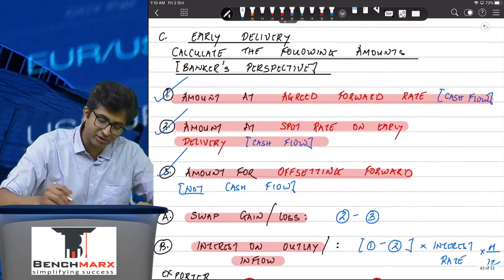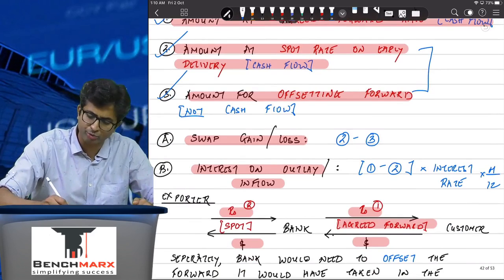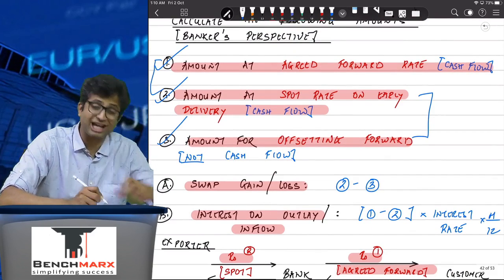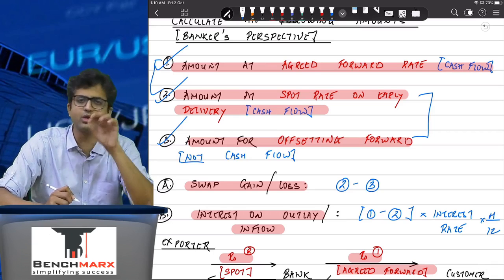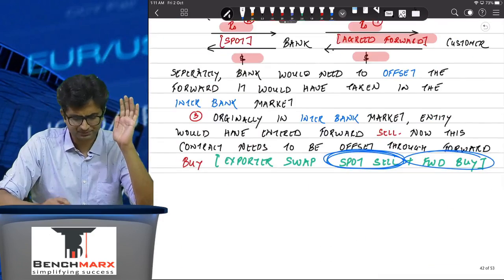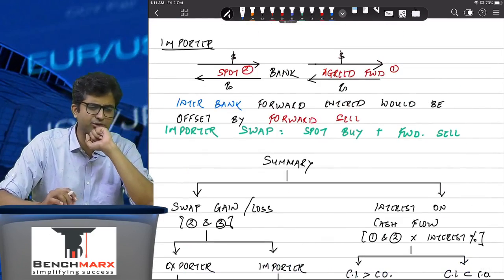This is calculated as the difference between 2 and 3. The difference between 2 and 3 is called swap gain or loss. And interest on outlay is the difference between 1 and 2, because these are actual cash movements on the date of early delivery, into the interest rate, into the time period. Right? Okay.